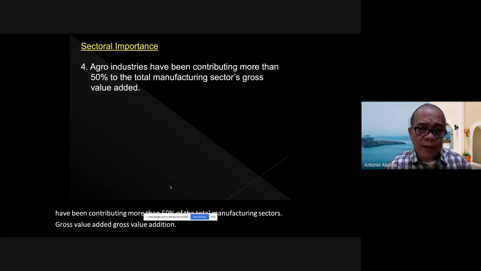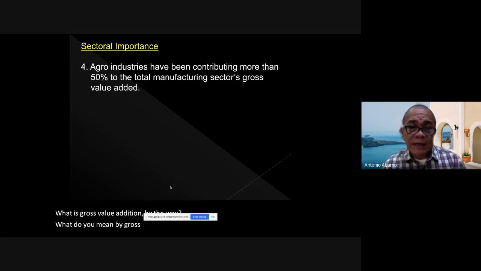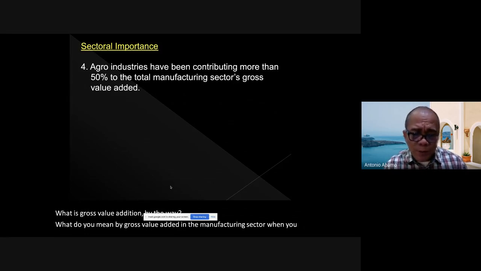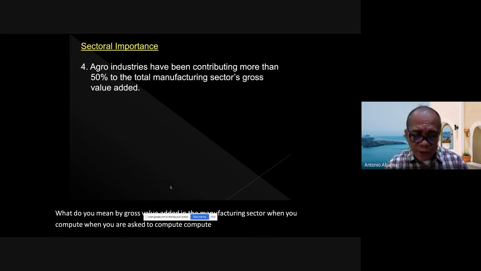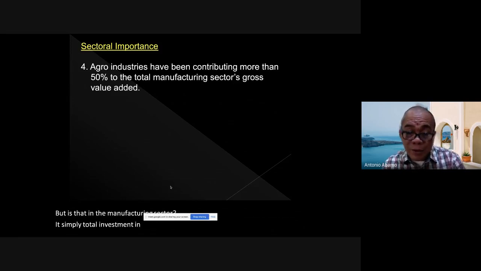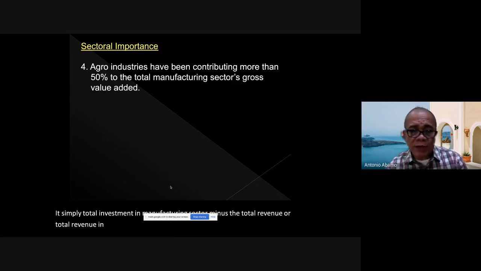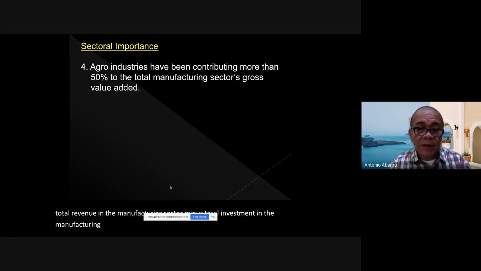What is gross value addition, by the way? What do you mean by gross value added in the manufacturing sector? When you are asked to compute the gross value addition, what is that in the manufacturing sector? It's simply total revenue in the manufacturing sector minus total investment in the manufacturing sector. The remainder is the gross value added.